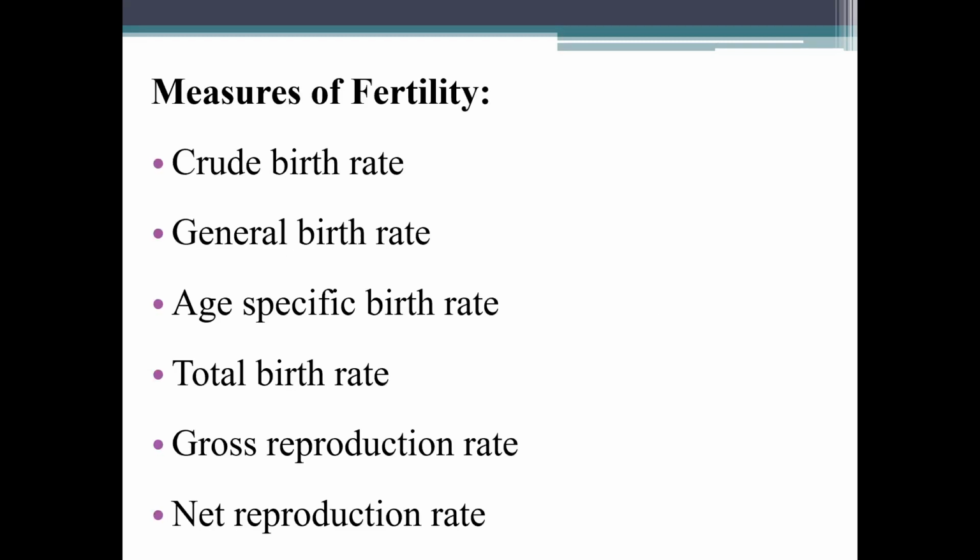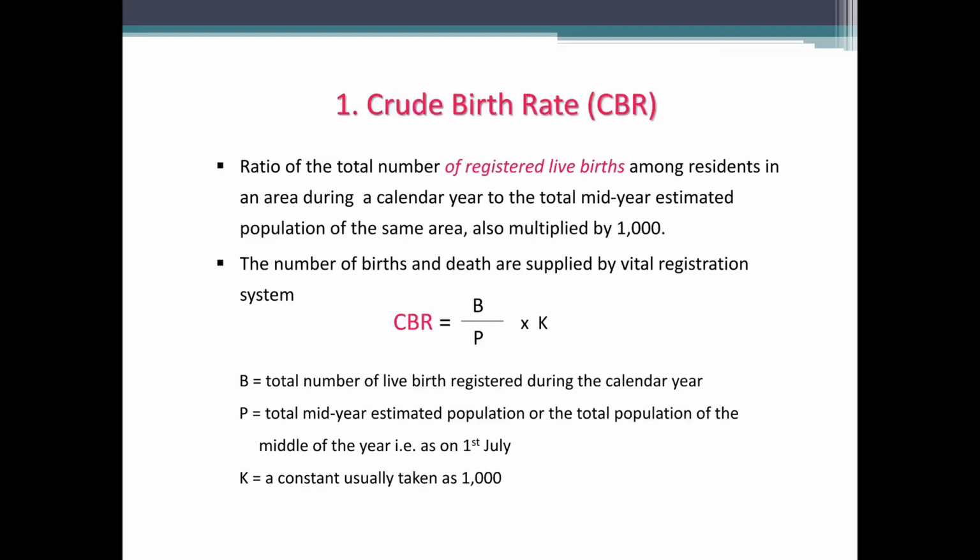Next, measures of fertility: crude birth rate, general fertility rate, age-specific birth rate, total fertility rate, gross reproduction rate, and net reproduction rate are the measures of fertility. First, crude birth rate. This is the simplest method in fertility.